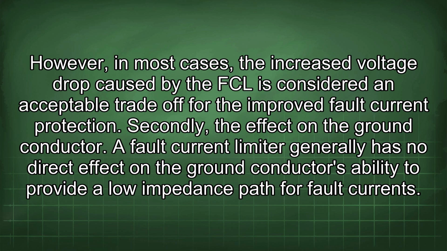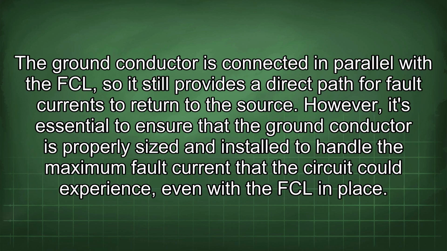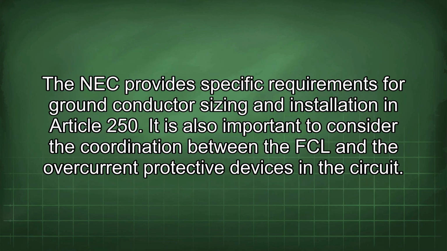A fault current limiter generally has no direct effect on the ground conductor's ability to provide a low impedance path for fault current. The ground conductor is connected in parallel with the FCL, so it still provides a direct path for fault currents to return to the source. However, it's essential to ensure that the ground conductor is properly sized and installed to handle the maximum fault current that the circuit could experience, even with the FCL in place. The NEC provides specific requirements for ground conductor sizing and installation in Article 250.